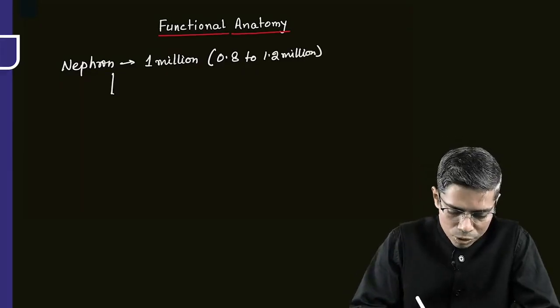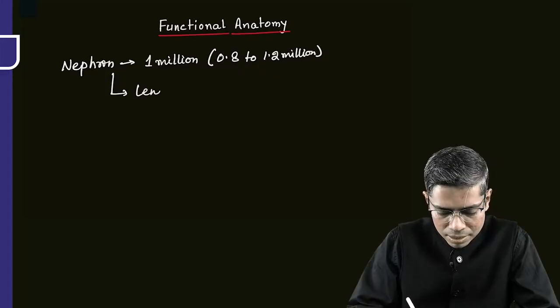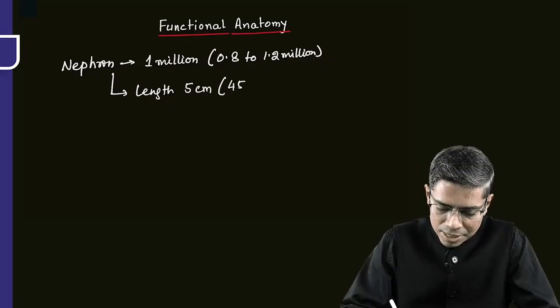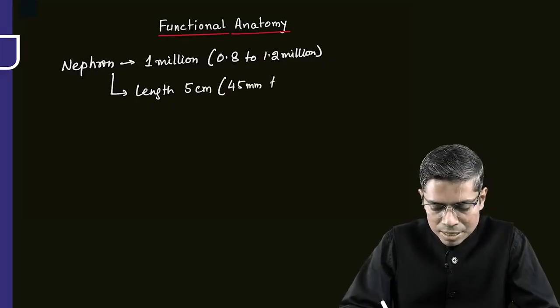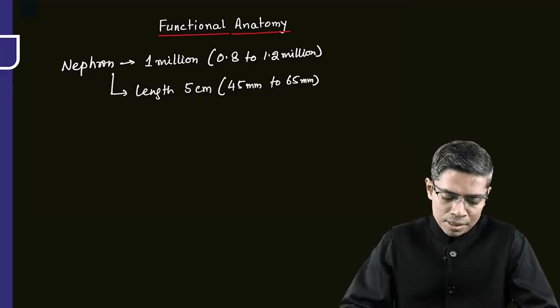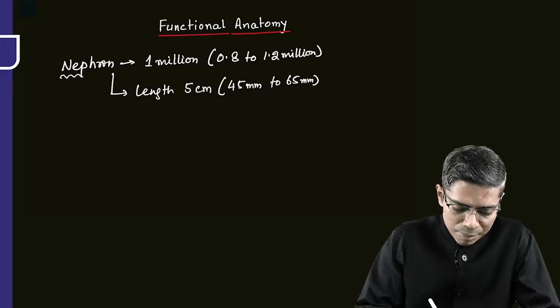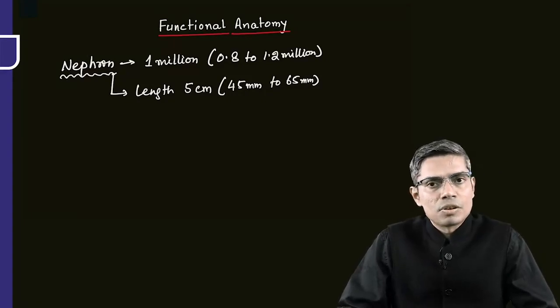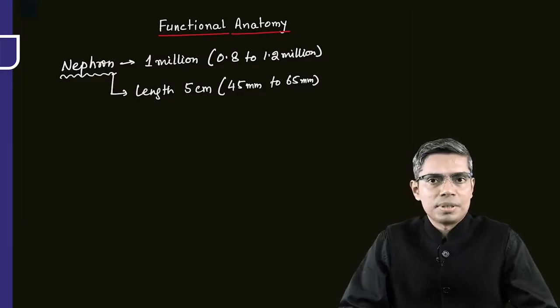Along with that, you also remember that the length of a single nephron is 5 centimeters. Again, the range given in the book is 45 millimeters to 65 millimeters. This is the length of a single nephron, right? Now, remember that regeneration of the nephron is not possible, although hypertrophy is possible.